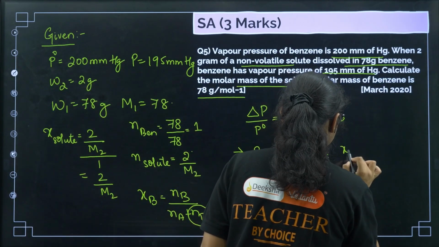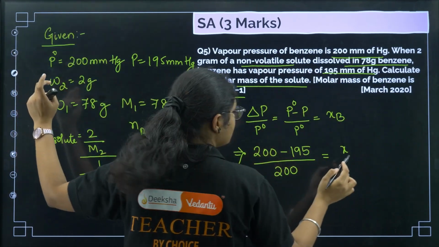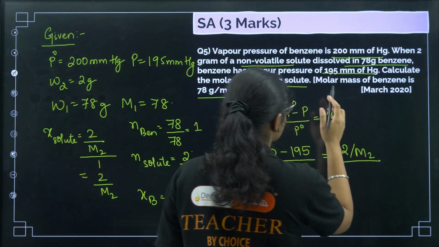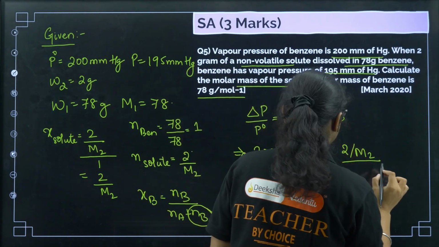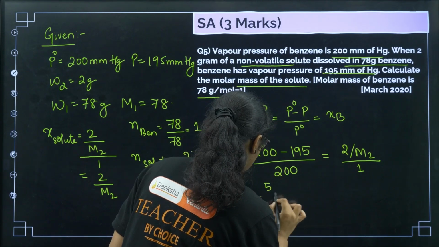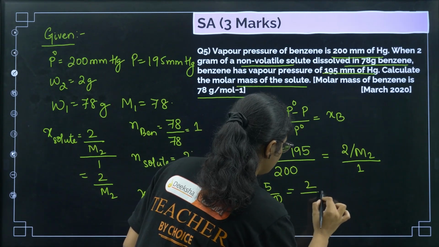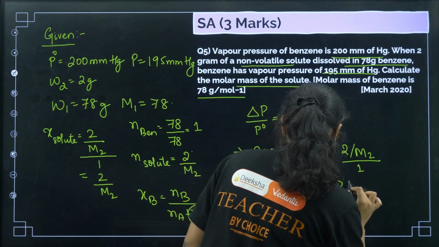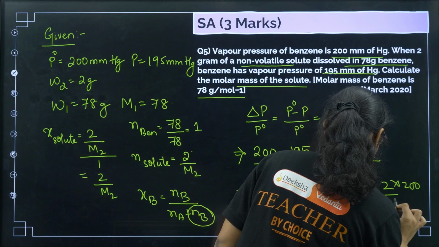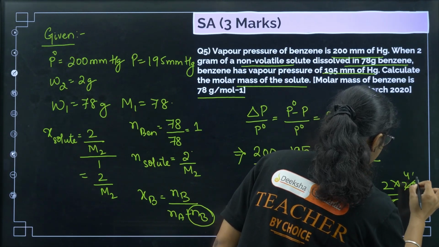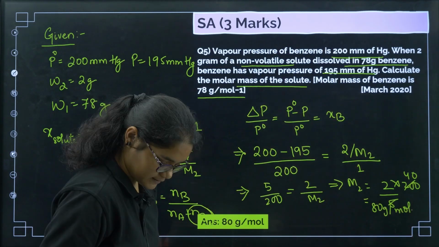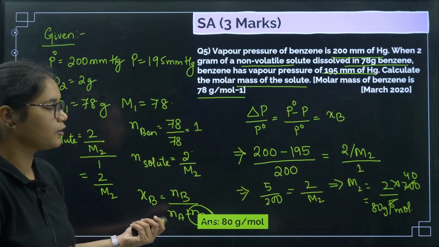So XB, number of moles of solute, is 2 by M2 divided by the number of moles of benzene, that is 78 by 78, so that is 1. With this you can easily solve for M2, right? So this is 5 by 200 is equal to 2 by M2. So M2 will be equal to 2 into 200 by 5. Five 4s are 20, so you will get 80 gram per mole. So the correct answer is 80 gram per mole here. Got it?